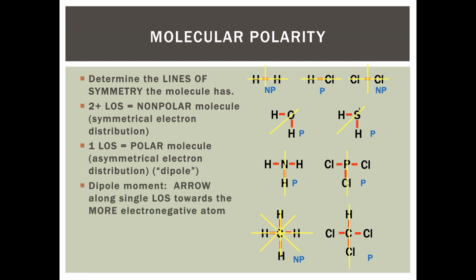The dipole moment is showing you the direction that the electrons are being pulled along the single line of symmetry. So what you do is you look up the electronegativities of the bonded atoms, and the arrow goes towards the more electronegative atom. Now here's a little hint. Hydrogen at 2.2 has the lowest electronegativity of all of the nonmetals. And so if hydrogen is on one end of your line of symmetry, the arrow will always point away from the side with hydrogen.